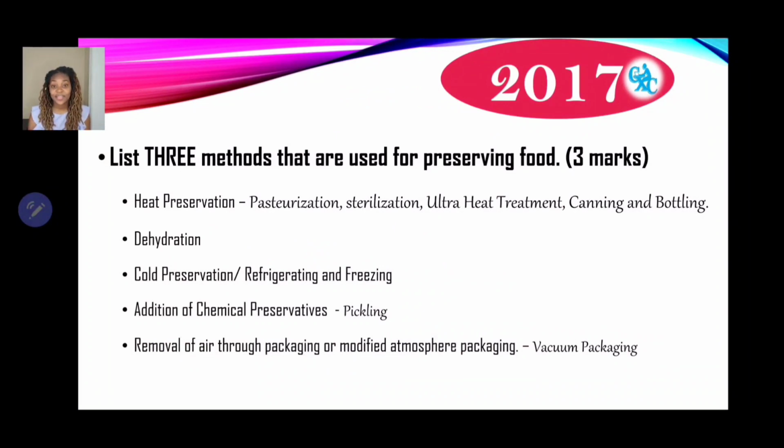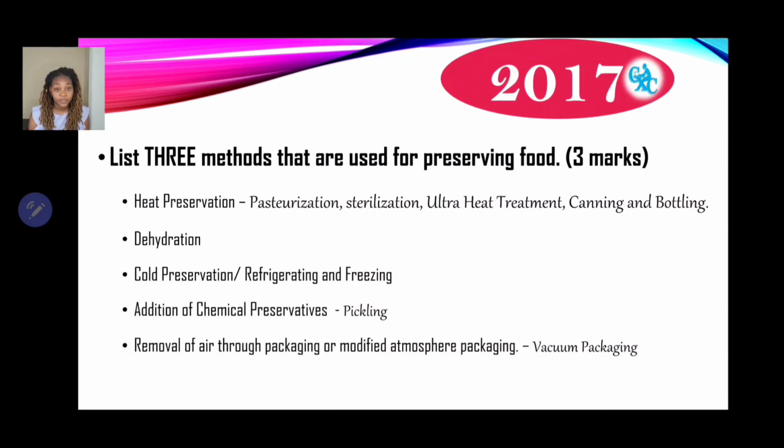Now let's look at this question. List 3 methods that are used for preserving food, and that is 3 marks. Now, even though it asks for 3 methods, we have more than 3 outlined here, but let us look at what they are. So first, there is heat preservation. An example of heat preservation may include pasteurization, sterilization, ultra heat treatment, and also canning and bottling, right?